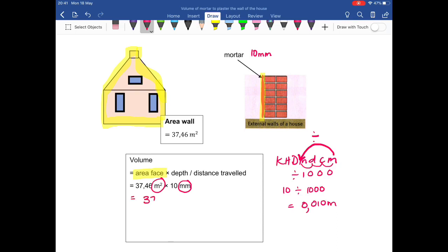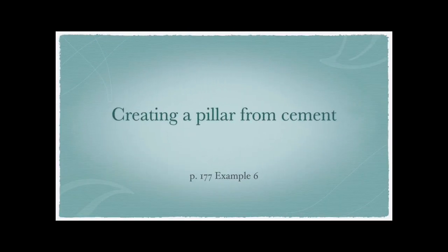So this is going to be 37,46 meters squared multiplied by 0,010 meters. And if I multiply those two together, I'm going to get 0,375 meters cubed. The volume of plaster needed to plaster that wall, excluding the windows, is 0,375 meters cubed. Look at the next example, and that is to be able to build a pillar from cement and determine whether we'd have enough cement.